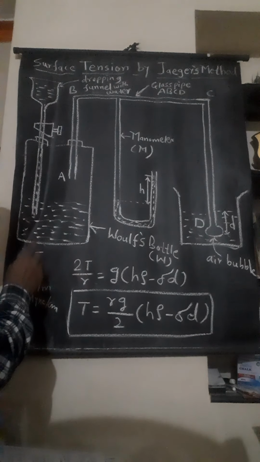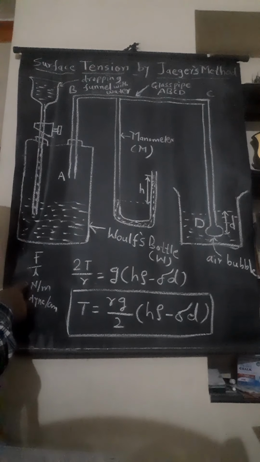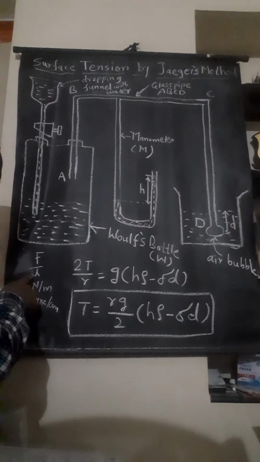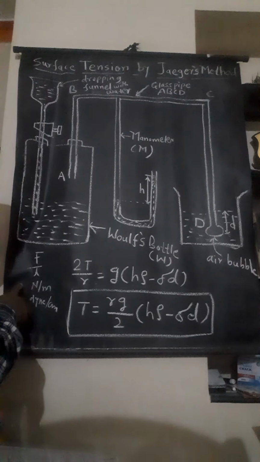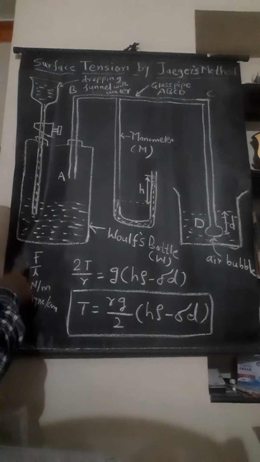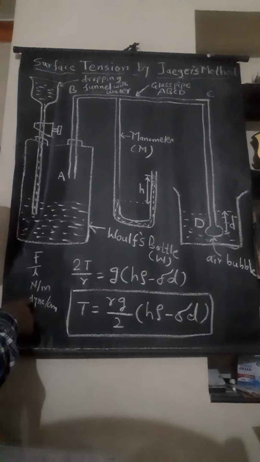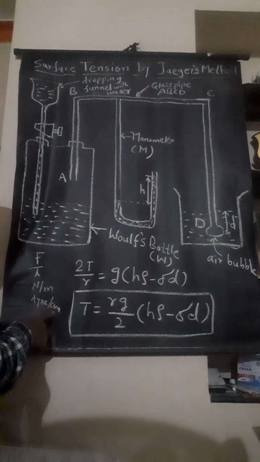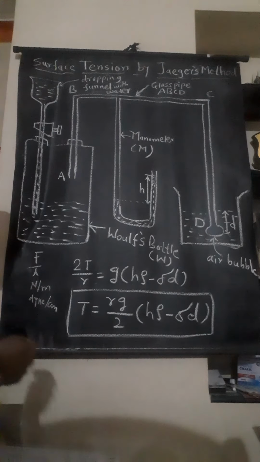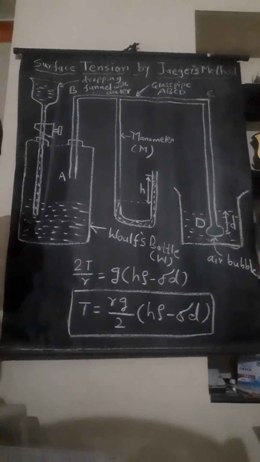In brief, surface tension means force per unit length. So in SI units, force is expressed in Newton and length in meter. This is the SI unit, Newton per meter. And in CGS units, surface tension is expressed in dyne per centimeter. So surface tension means force per unit length.